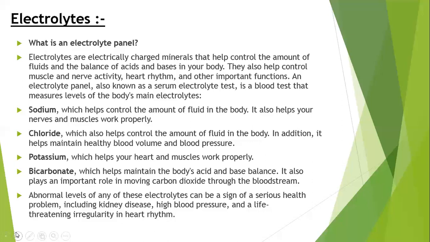Potassium helps heart muscles work properly. Bicarbonate maintains the acid and base balance. It also plays an important role in moving carbon dioxide through the bloodstream. Abnormal levels of these electrolytes can be a sign of a serious health problem like kidney disease, high blood pressure, and also a life-threatening irregularity in heart rhythm. It's called arrhythmia. Abnormal electrolyte levels can denote that.